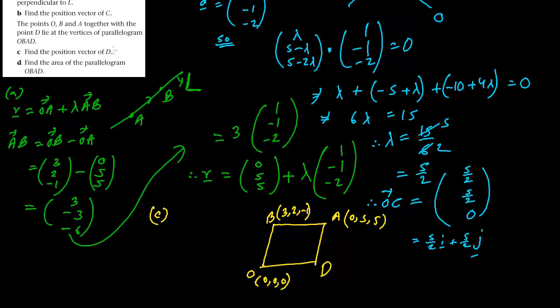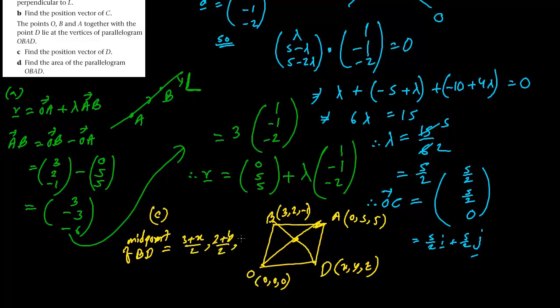So we have to find the coordinates of D, x, y, z. It's the same rule. We use the midpoint rule. Remember, in a parallelogram, the midpoint of the diagonals are equal. So let's find the midpoint of BD. The midpoint of BD equals 3 plus x by 2, 2 plus y by 2, minus 1 plus z by 2. That's it. This is the midpoint of BD.